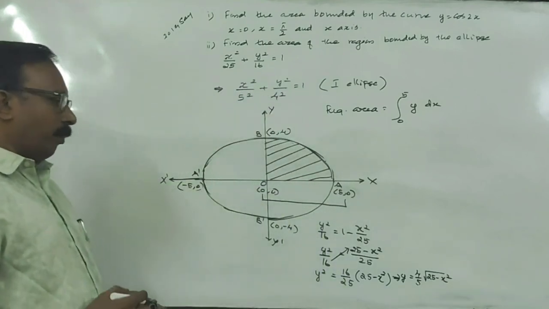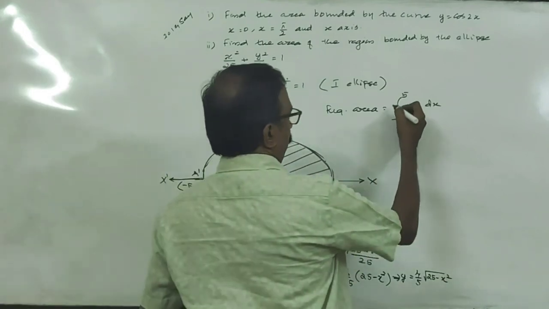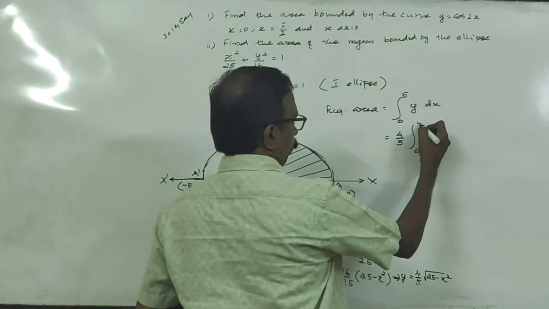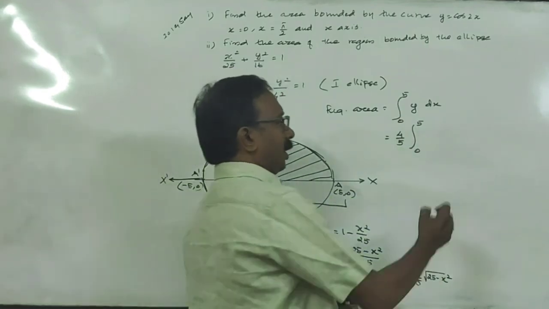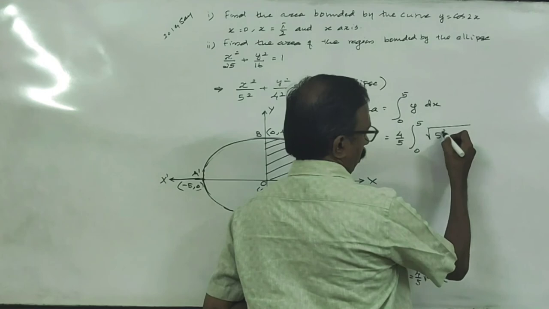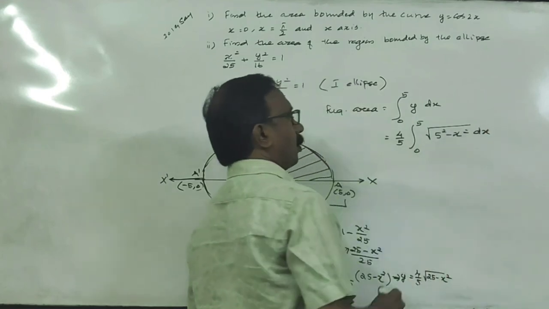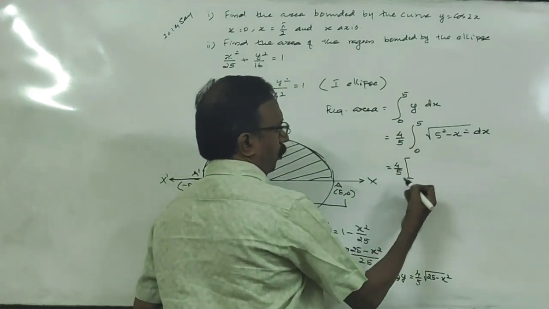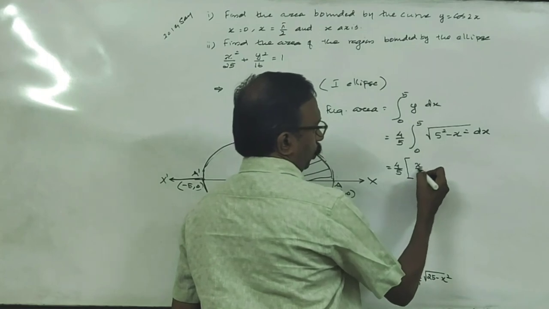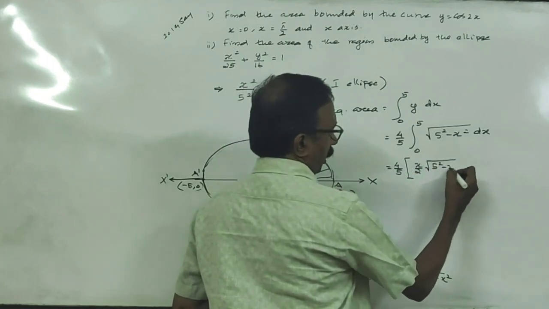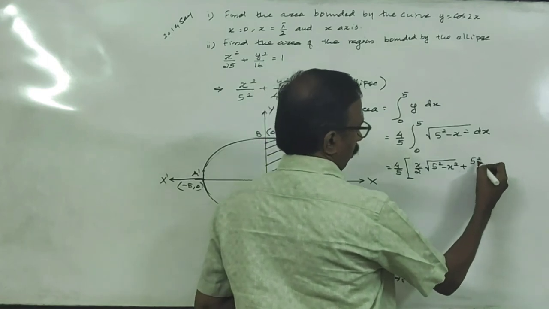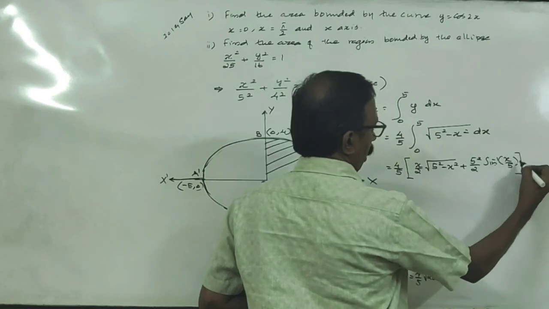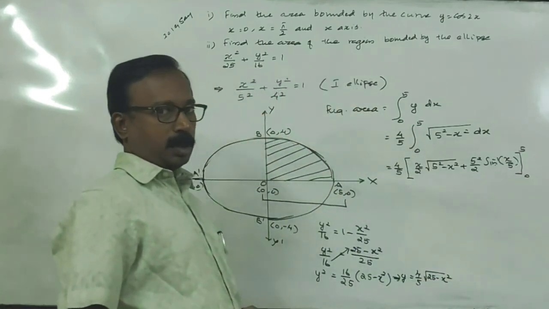This is y. So here we can take 4 by 5 outside, into integral 0 to 5 of root of 5 square minus x square. Now it is in a standard form. 4 by 5 into x by 2 into root of 5 square minus x square plus 5 square by 2 into sin inverse x by 5. Here upper limit is 5, lower limit is 0, isn't it?